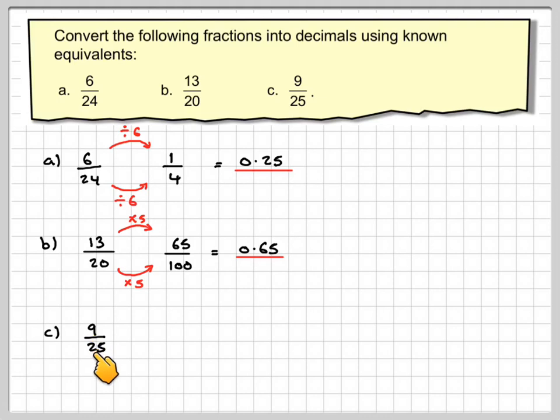C, 9 over 25. Again, we notice that 25 goes into 100. By multiplying by 4, we're going to get 100. And if we multiply 9 by 4, we're going to get 36. Therefore, 36 divided by 100, again, we move the decimal point 2 places, we're going to get 0.36. So this has been a quick video to show you how to convert fractions into decimals using known equivalents.